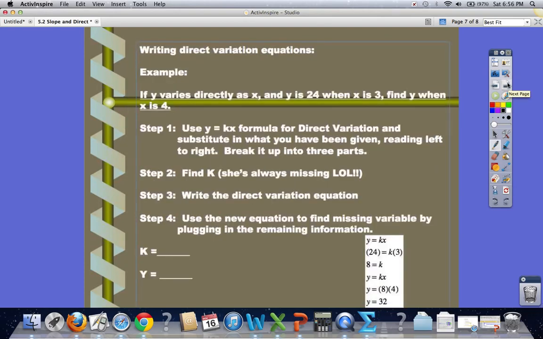Now we're going to write direct variation equations. Now these are not bad, especially since we've done so many word problems. You should be much better at these than you were when you first started. You're going to be given equations such as this. This is one whole problem right here. If y varies directly as x and y is 24 when x is 3, find y when x is 4.